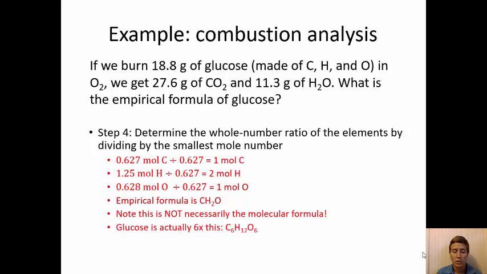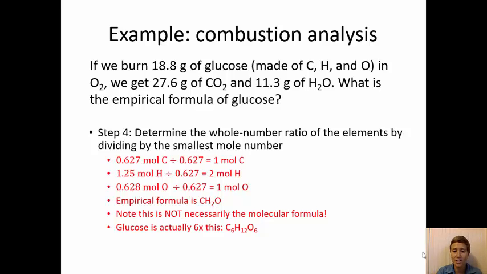Glucose is actually 6 times that. It's C6H12O6. But remember, with combustion analysis, determining empirical formulas, we have no way of knowing that. We would have to have more information, like the molar mass.